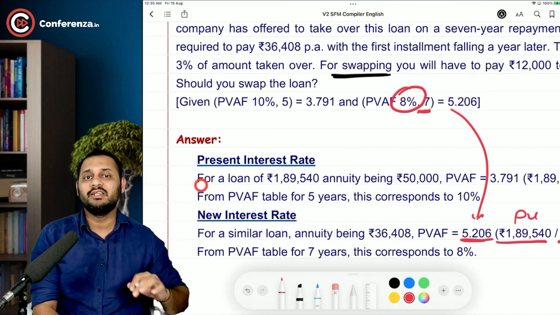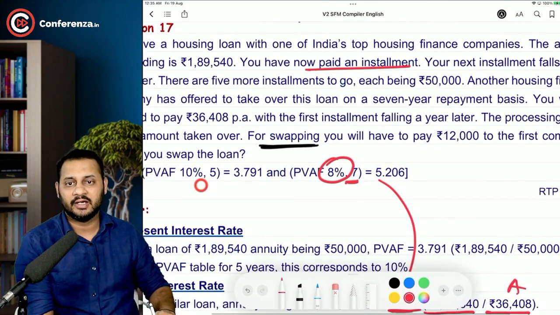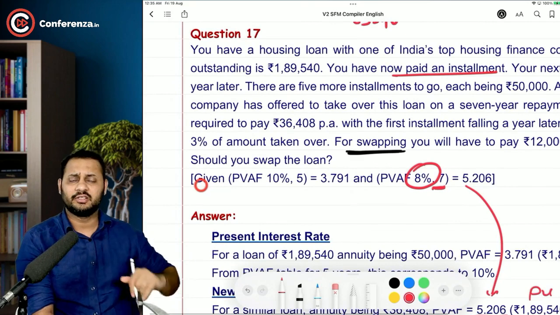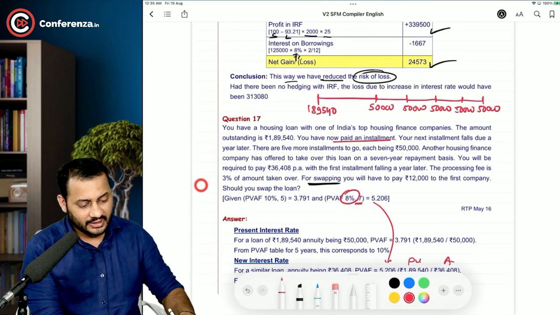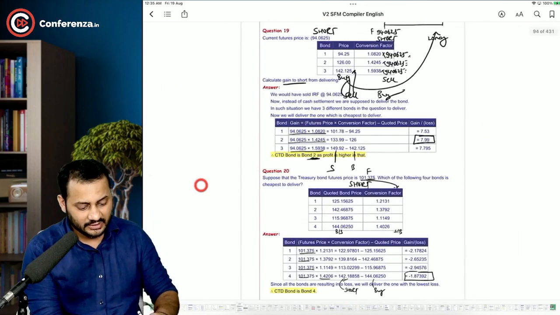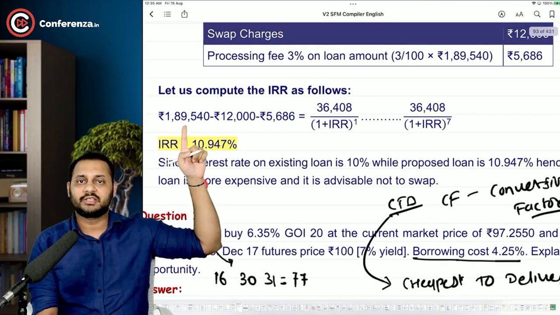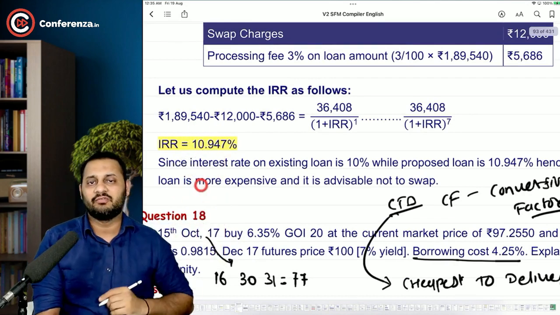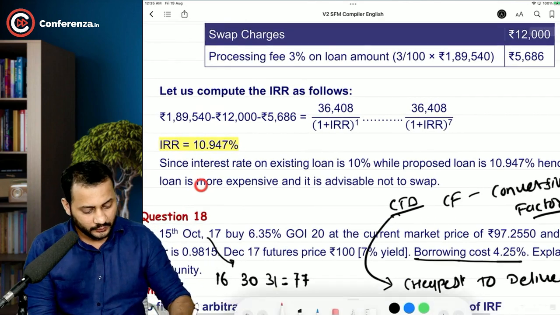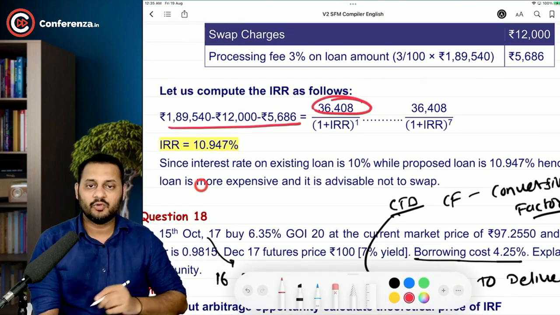But that is only when there are no charges. There are no charges of 12,000 and 3% of the amount taken over, right? But when you include the charges, what will happen? You will receive a lesser amount of loan. So this is going to be the cash calculation now: 189,540 minus 12,000 minus 5,686. So the same amount of EMI is calculated on a lesser amount of loan.